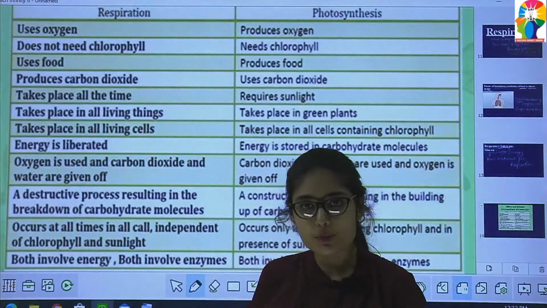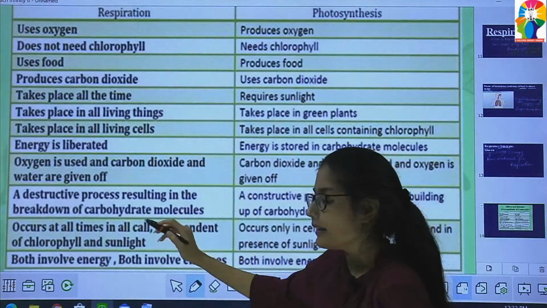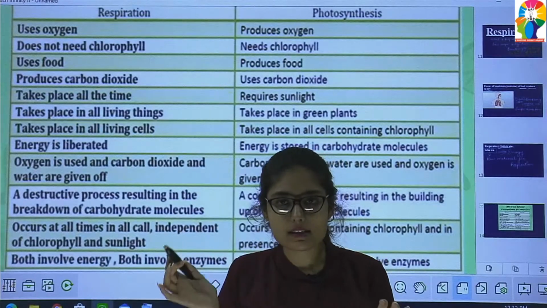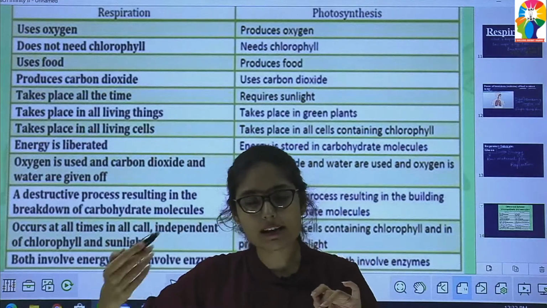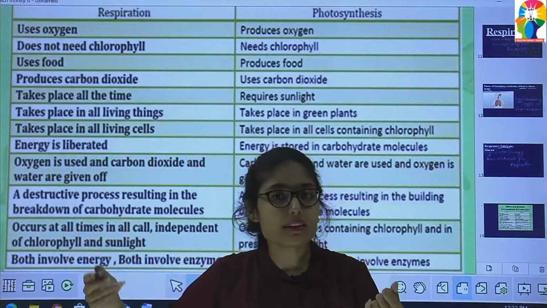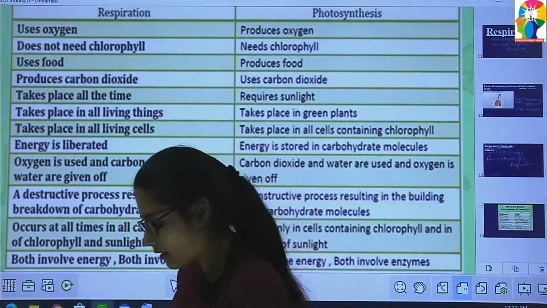But in humans what happens कि ये exchange जो हो रहा है gases का, ये जो breakdown फिर होगा आगे respiration में, it does not require sunlight. This is what I am saying.